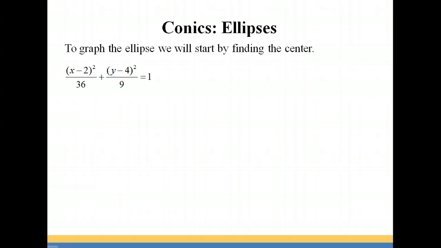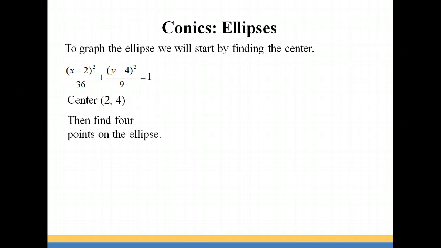Okay, we want to graph the ellipse, so we're going to start by finding the center, which is at 2, 4. Then our A value is 6 and our B value is 3. And we want to be able to find 4 points on the ellipse. So we want to actually find the 4 endpoints of the major and minor axes.